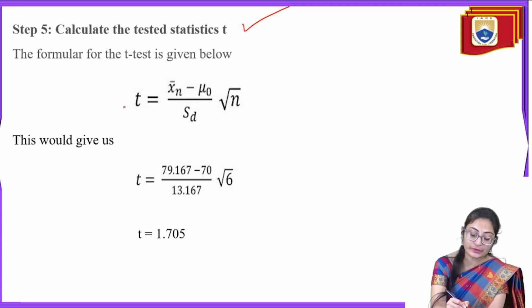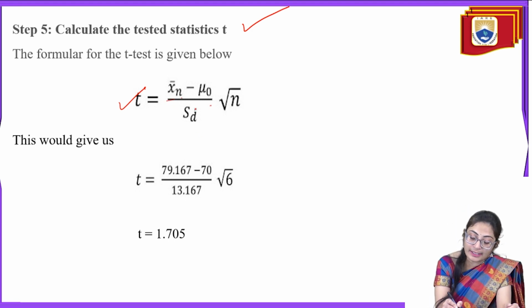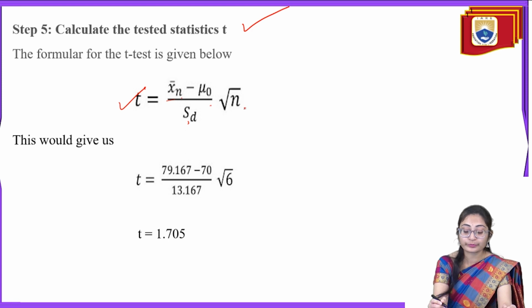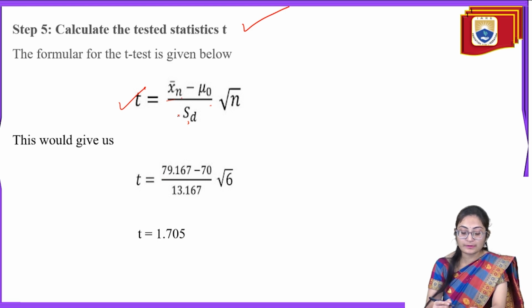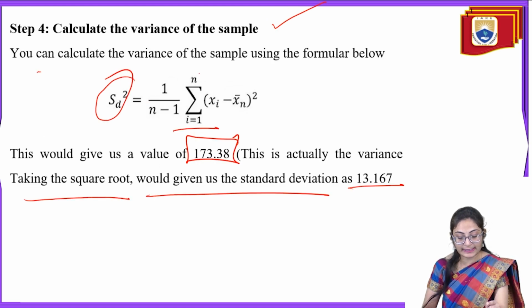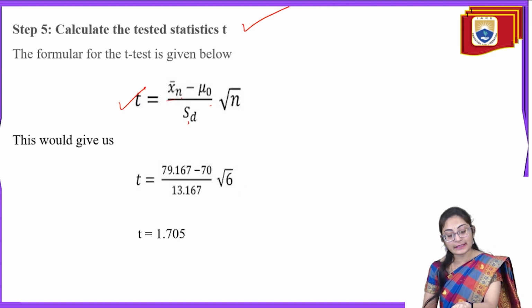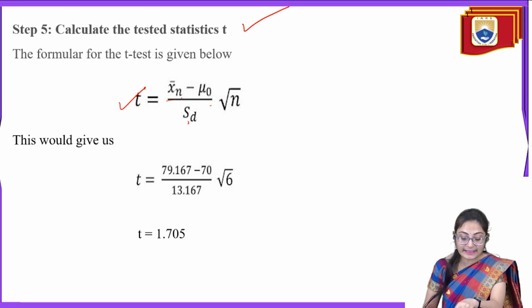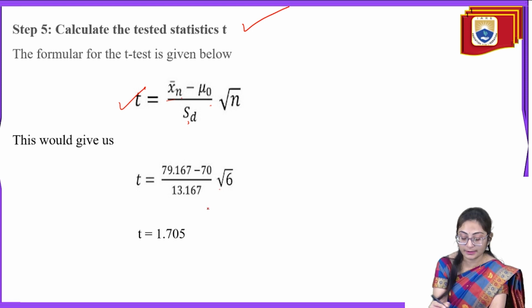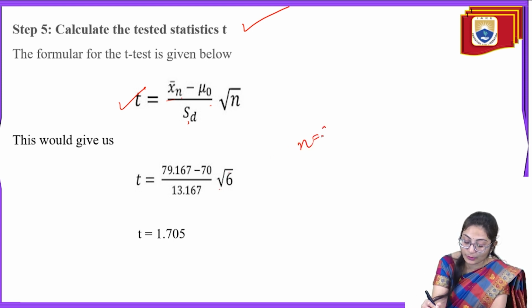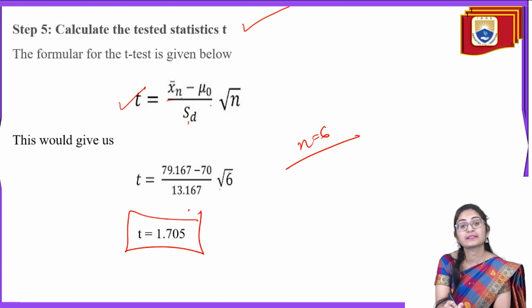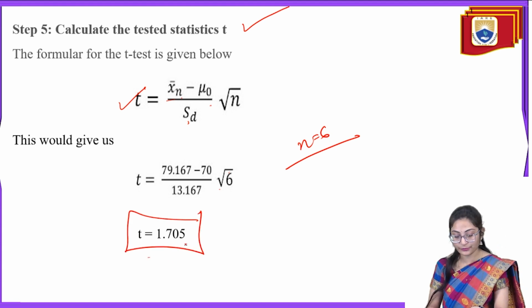Now step 5 is to calculate the test statistic t. For the t-test, we use t is equal to xn bar minus mu 0 divided by the standard deviation into the square root of n. We will put in the values. Our xn bar value is 79.167. Then mu 0 is 70, that means the average mean. The standard deviation is 13.167, and n is equal to 6. Now, after solving this, we got the t value 1.705.